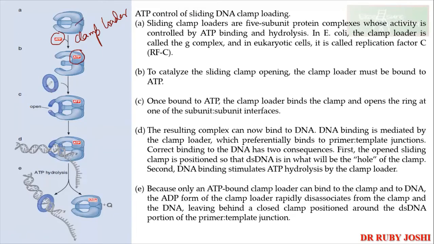Okay, ye loader ho gaya, ye sliding clamp ho gaya. Now once it is open, the clamp loader wraps around the DNA sliding clamp. Okay, and then the ATP hydrolysis happens and gets dissociated. Itne mein kya hua? Aapka sliding clamp jo hai, DNA ke around wrap ho gaya hai.